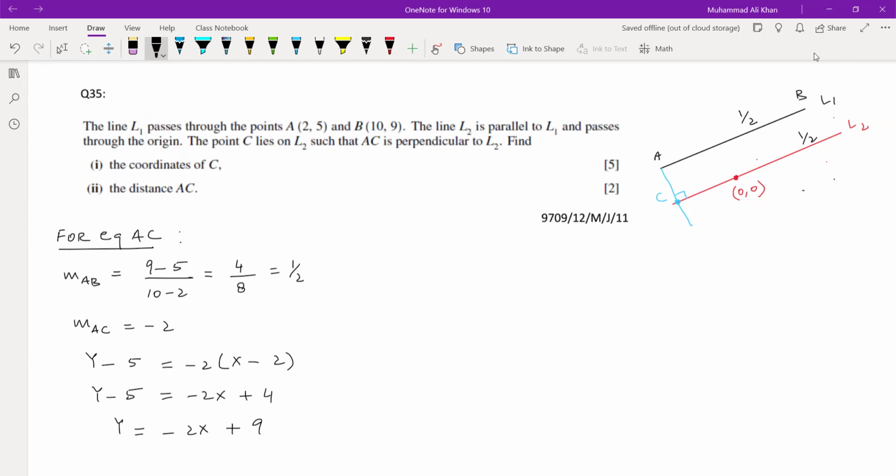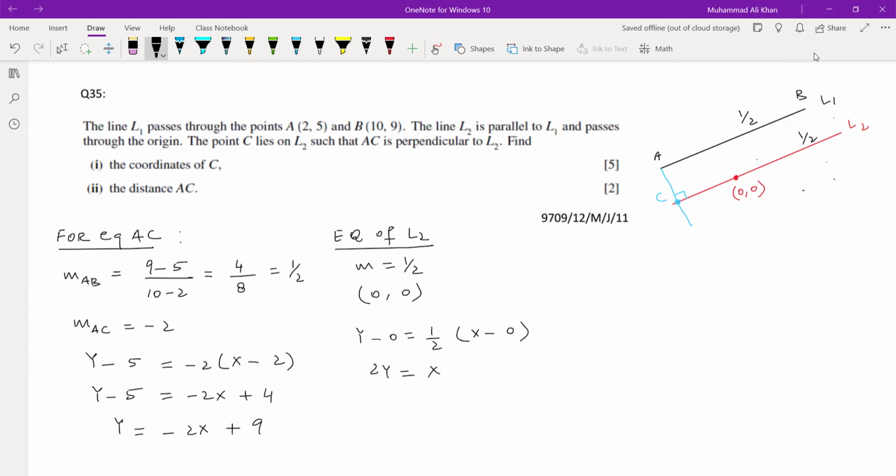Clear? Now, after that, we have to calculate the equation of line L2. For the equation of L2, what is the gradient? The gradient is 1 upon 2, and the coordinate through which the line crosses is 0, 0. So y minus y1 equals m times x minus x1, cross multiplied, 2y equals x. This is the equation of line L2. We have to solve them simultaneously.